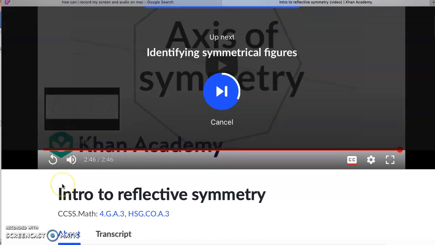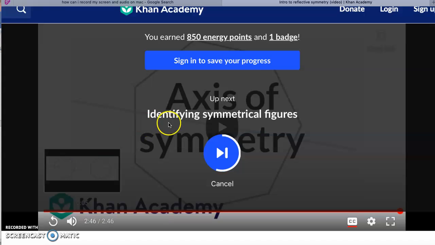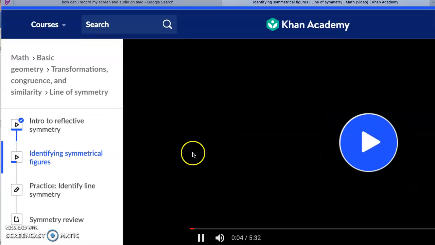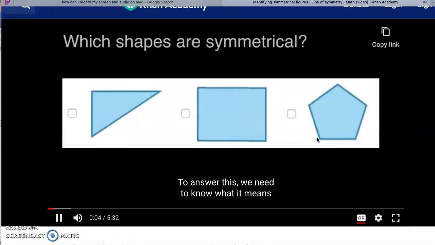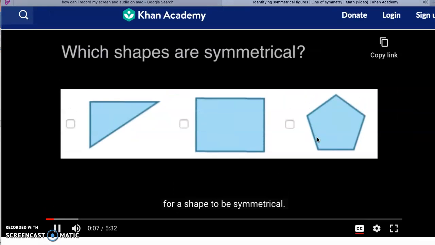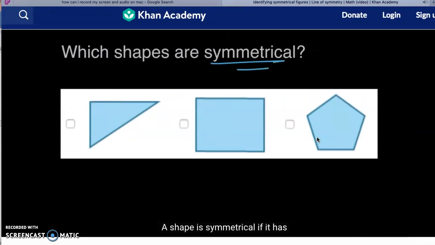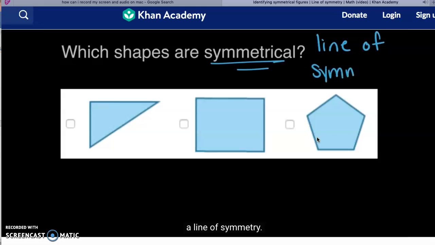Okay, so we just watched one video, and now in the upcoming video we are going to identify symmetrical figures, or symmetrical shapes. We need to know what it means for a shape to be symmetrical. A shape is symmetrical if it has at least one line of symmetry. A line of symmetry. And now that answer is only helpful if we know what a line of symmetry is. So let's talk about it.